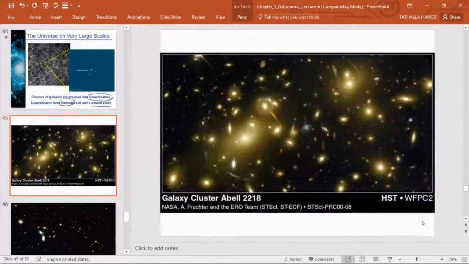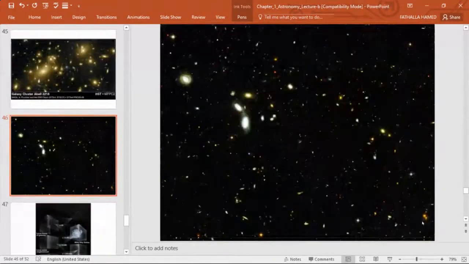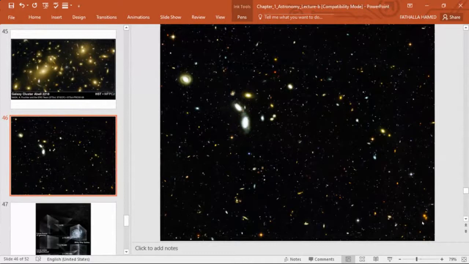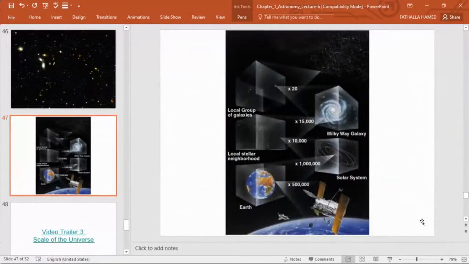Now, just to give you an idea, that's what we call the deep field view. And what you see here is basically a huge number of galaxies to tell you how vast this universe is. Of course, when you look at these galaxies, you may see different shapes and colors and so on. And we'll talk about this in chapters 9 and 10 to shed some light on this.